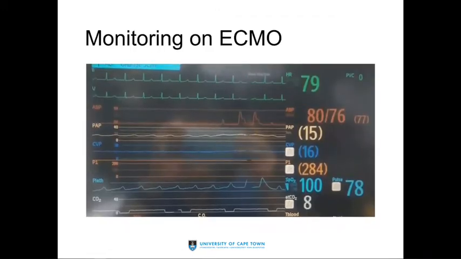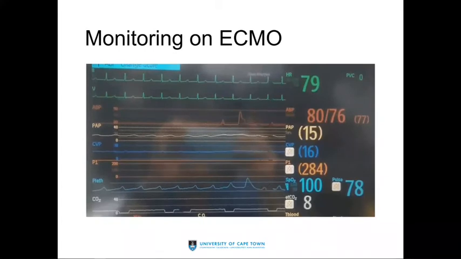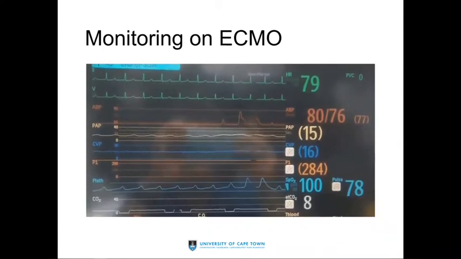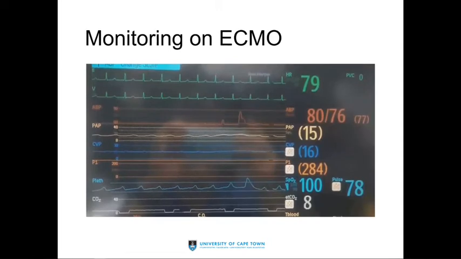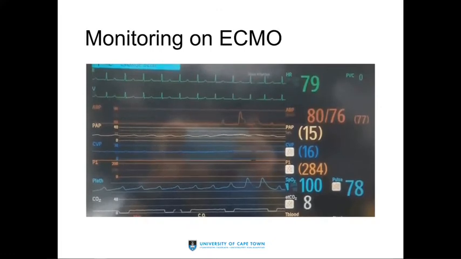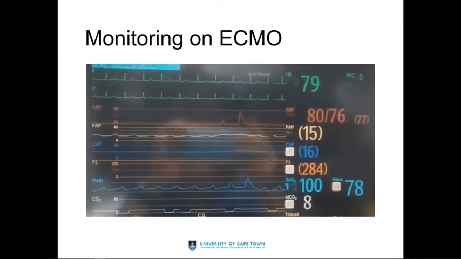I'm going to skip this one, but if you want to have a look at what the problem is here, the problem is that there's no pulsatility on that A-line. So this would be a case where you need to do an echo to see what the heck has happened to this heart and why isn't it ejecting. Obviously, when you're on ECMO, you want to rest the ventilator as much as possible. You want to rest the heart as much as possible, but you do need them to keep some function ticking over.